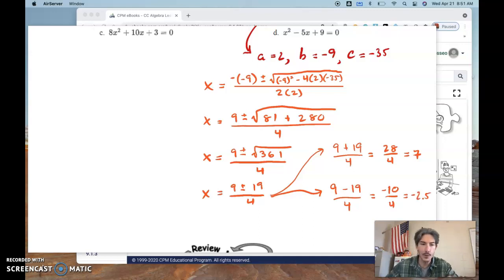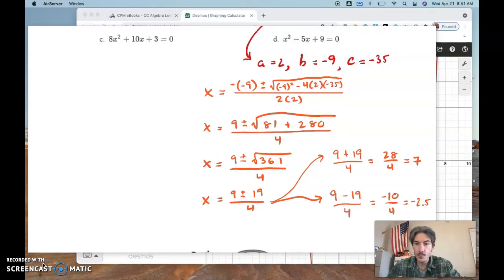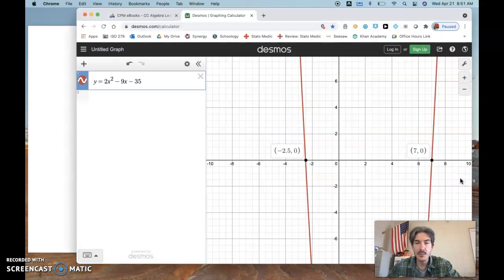Okay? Here's what I'm going to do. I'm going to pause this video, and we're going to check it graphically. Okay, remember our solutions were 7 and -2.5. What did I do? I opened up a tab in Desmos, I typed in our equation, but instead of using 0, I set it equal to y. And then what did I do? I looked for those roots. There's -2.5, there's 7. That means we nailed it.